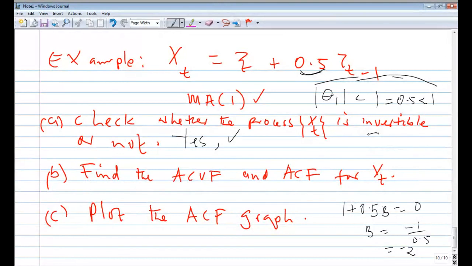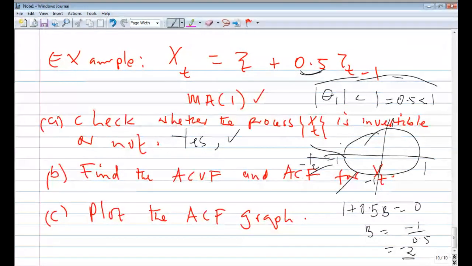Because we're dealing with the unit circle here. The unit circle is this circle, with -1 here, 1 there. So this value B equal to -2 is somewhere there. Obviously it's outside the unit circle. If it's greater than 1 in absolute value, it's outside the unit circle.